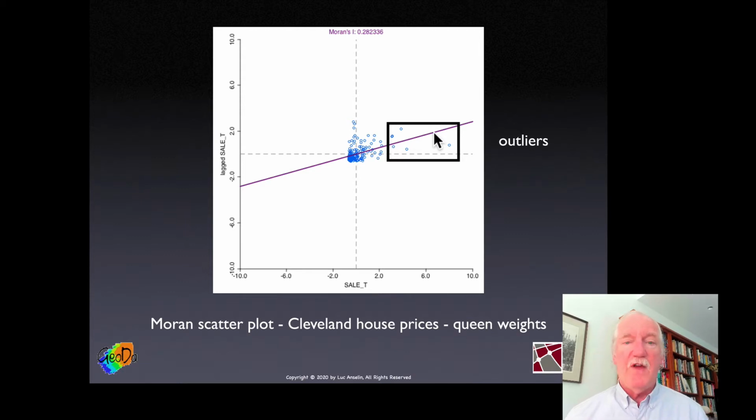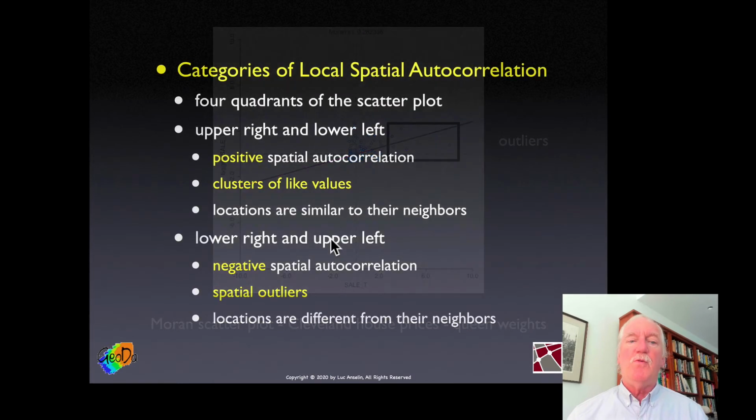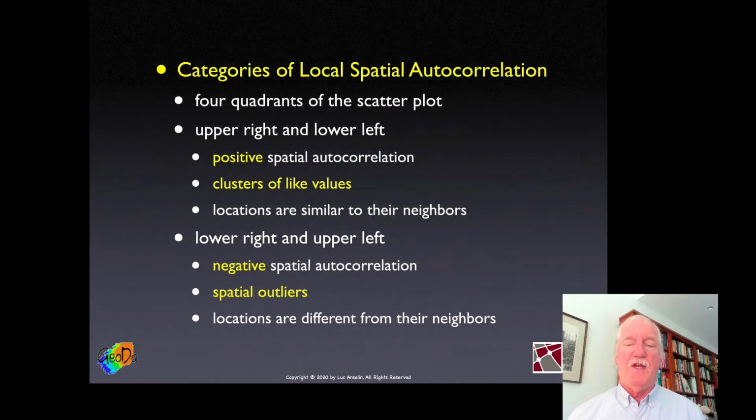The scatter plot itself is as simple as it can be. On the x-axis, the values that we observe at each location in standard deviational units, and on the y-axis, the spatial lag that corresponds with that. In other words, the average value at the neighboring locations. So the main purpose of the Moran scatter plot, other than assessing the sensitivity of the global Moran's I to its particular observations, is to start thinking about different categories of spatial autocorrelation.